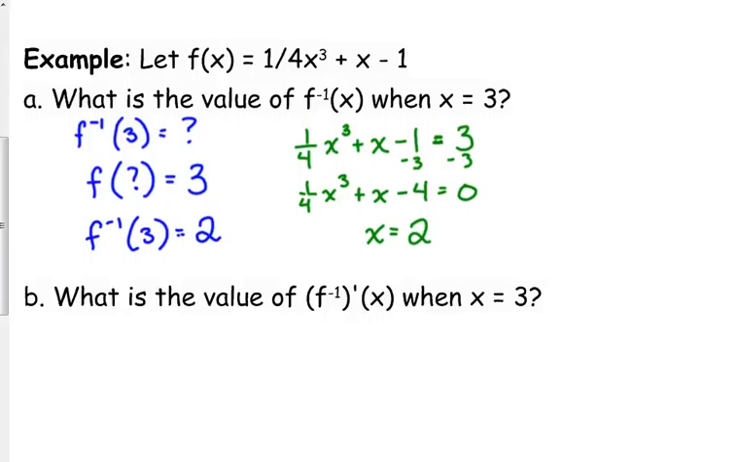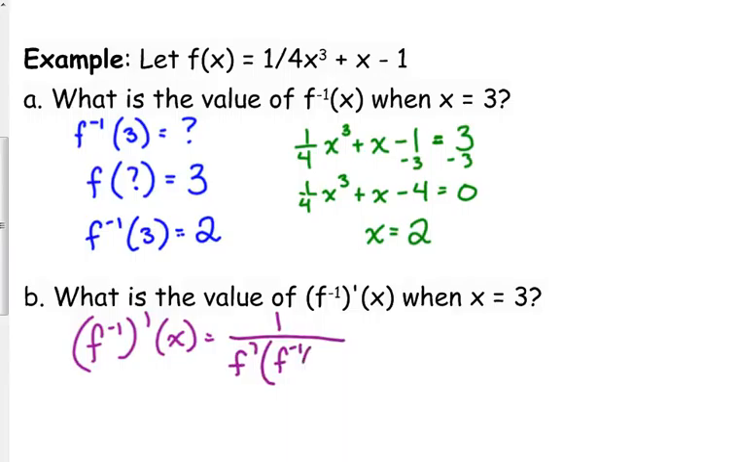So this is f inverse, the derivative of that is equal to 1 over f prime of f inverse of, in this specific case, we're doing 3. Well, we just found f inverse of 3. That is 2. So we're going to replace it.